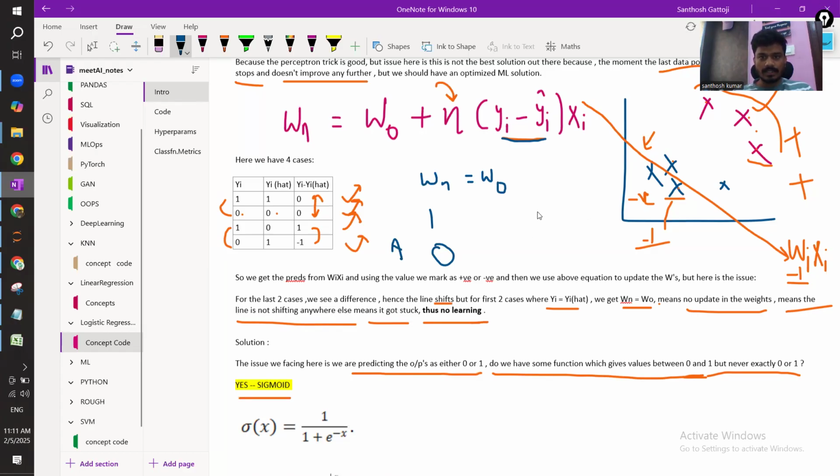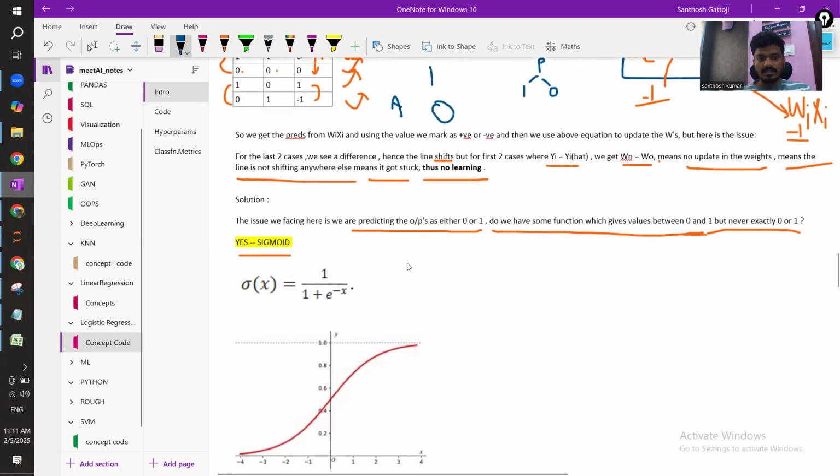Now when we are predicting, if this is also predicting exactly 1 or 0, that is where we are getting the issue. Correct? So we need something that will fall between 0 and 1, but never 0 and 1. And that's where we have learned the sigmoid function.